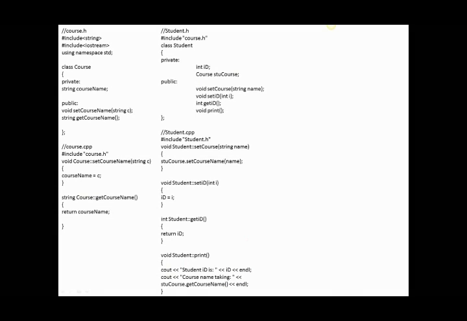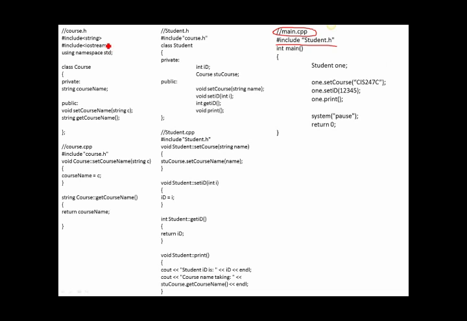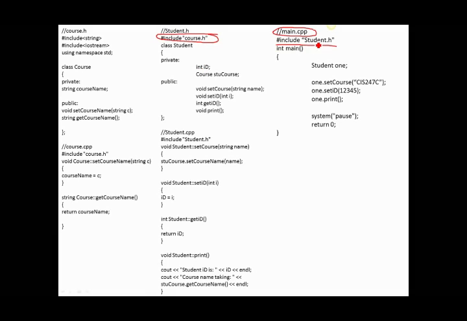So here's what the main will look like. Here we have main.cpp, and we included student.h. We don't have to include course.h because student.h includes course.h. So by including student.h in main, we are indirectly also including course.h. So here's our int main. All we do is create an object of student. In my case, I create an object called 1. And then we can just call functions in the student class.